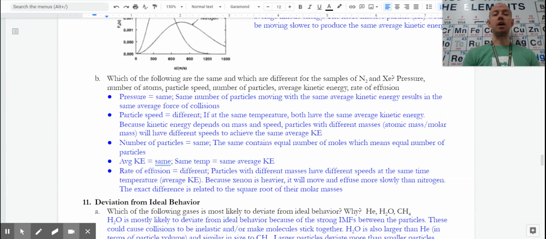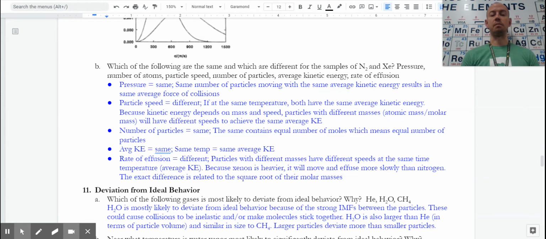Thinking of this same scenario and looking at all the different possible variables, pressure: we've got the same particles moving with the same average kinetic energy in the same container, meaning the same force of collisions. Particle speed, we just graphed, it's different. But once again, if we have to explain this in words rather than a graph, we define same temperature, same average kinetic energy. We refer to the kinetic energy equation, including mass and velocity, which explains why different velocities are required if the masses are different. It's defined as the same number of particles. We've got an equal number of moles, equal particles. We've said the same temperature, which means same average kinetic energy.